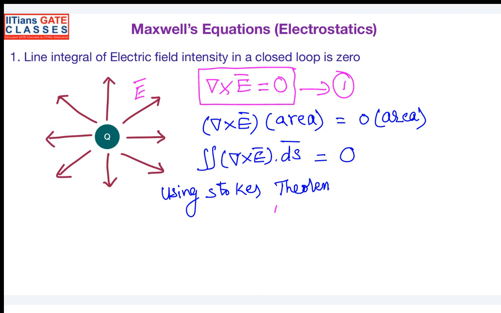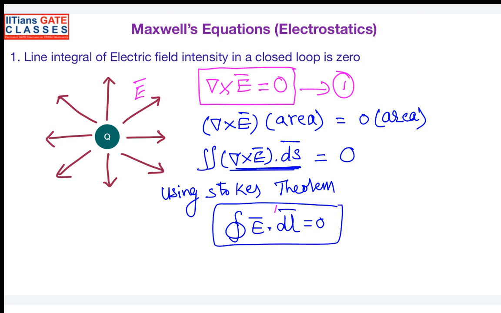What does the Stokes theorem say? The line integral can be converted to the surface integral. So using Stokes theorem, whatever surface integral is there, I convert it back to a line integral, something like this: the integral of E dot dl is equal to 0. So using the Stokes theorem, the surface integral has been converted to the line integral of the electric field intensity, and the line has to be closed. So this is your first Maxwell equation in integral form.